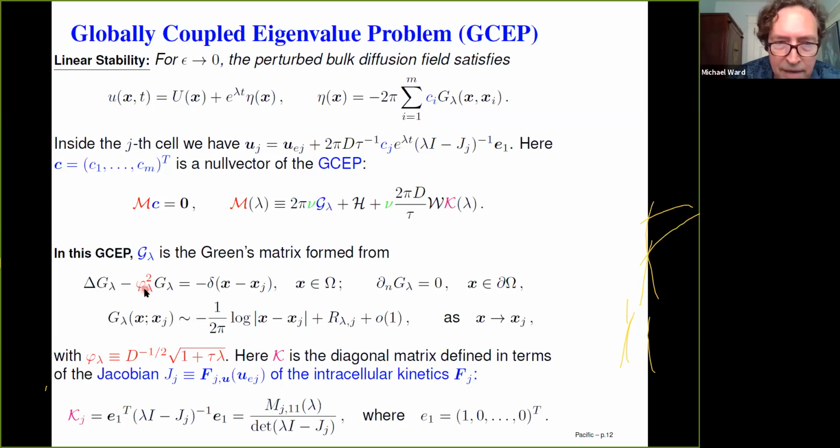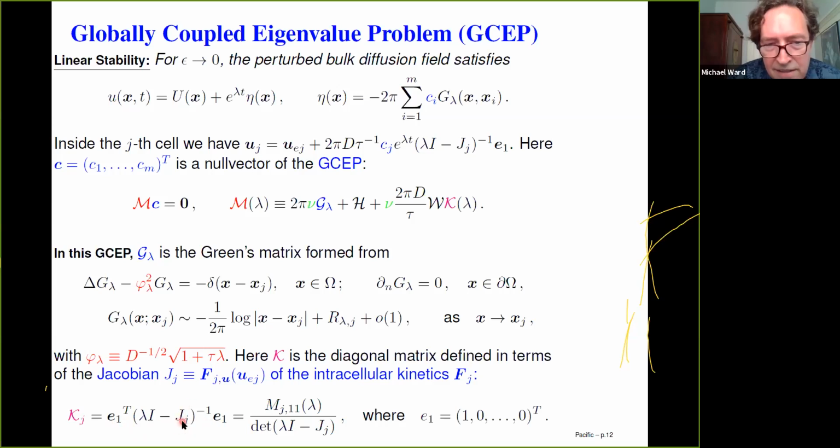So here the Green's matrix is built up of tau, lambda, and D, right? So this will determine the eigenvalue, the linearization. And where the intracellular kinetics come in is through this diagonal matrix K, which, because it's a rank 1 coupling, only involves the first cofactor of the Jacobian matrix. So it's given by this formula.